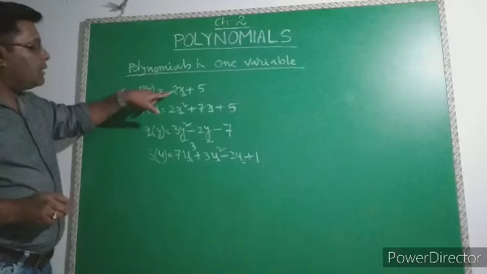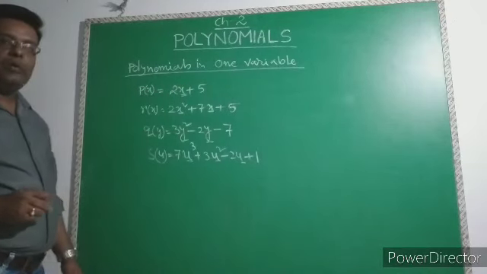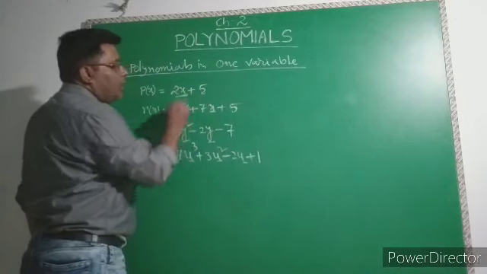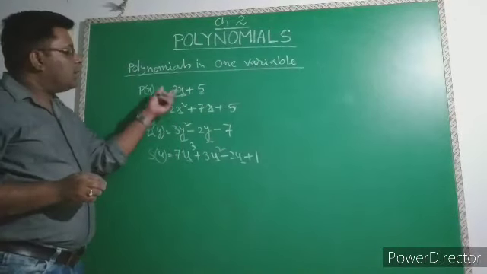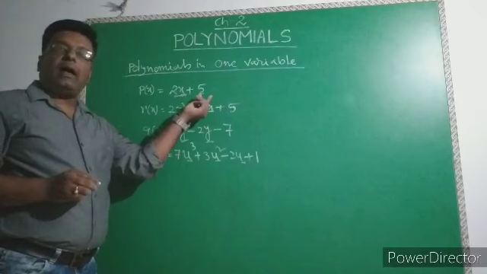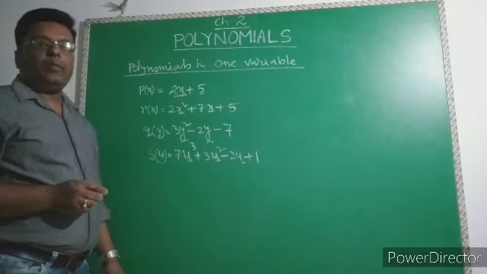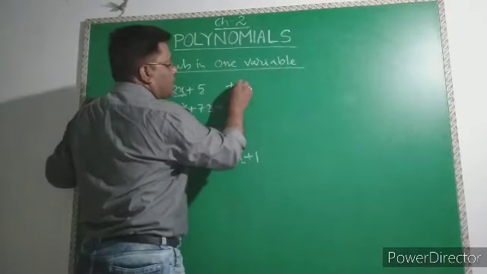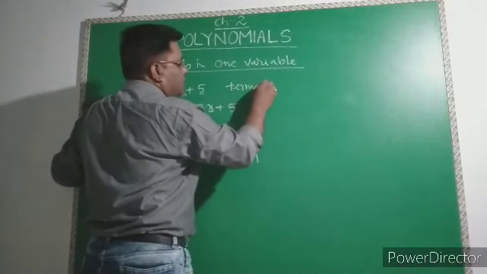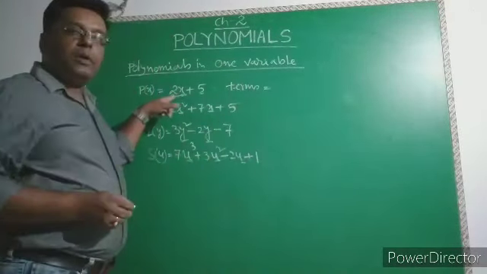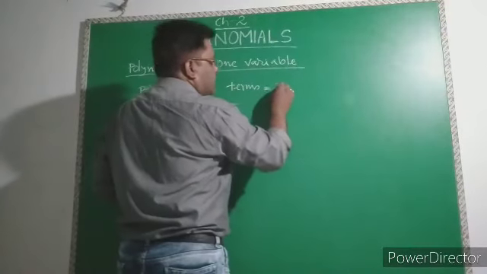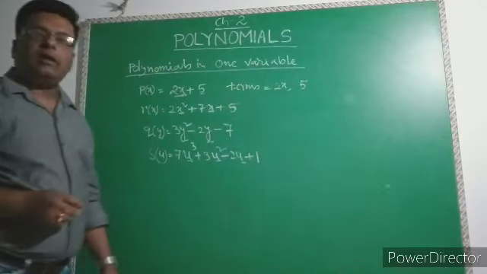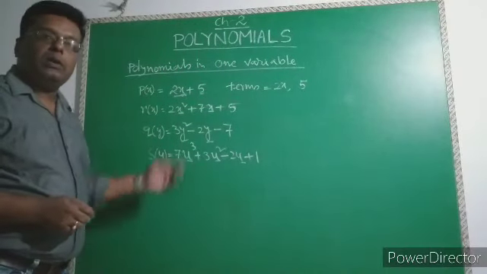Now see, in this polynomial, twice x plus 5, twice x and 5 are called the terms of this polynomial. So remember, the terms of this polynomial are twice x and 5. They are called terms. How many terms are there? 2 terms.